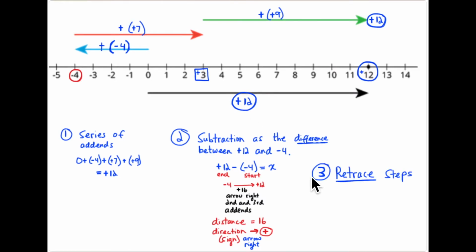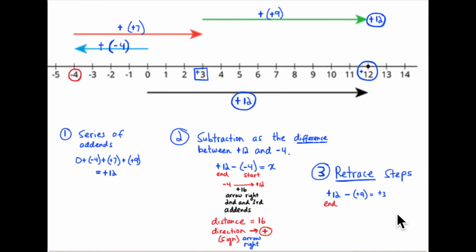And finally, I noticed that you can retrace your steps from this +12 back to 0. And this is the basis of algebra that you're going to do in the future. You're going to oftentimes retrace your steps to get back to the value of what x is, or the unknown is, in the problem. Now this is a different model.